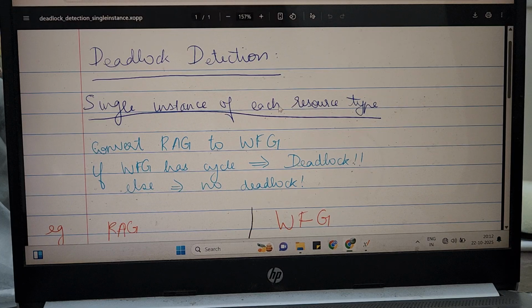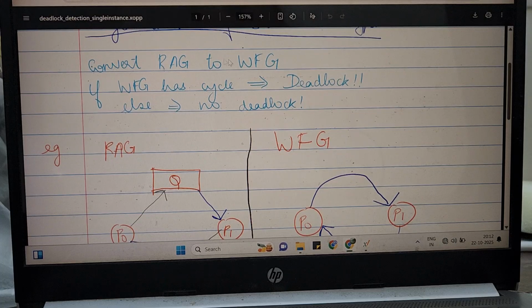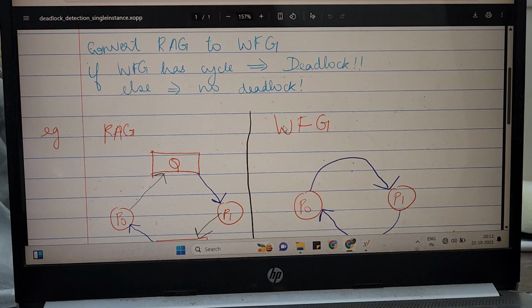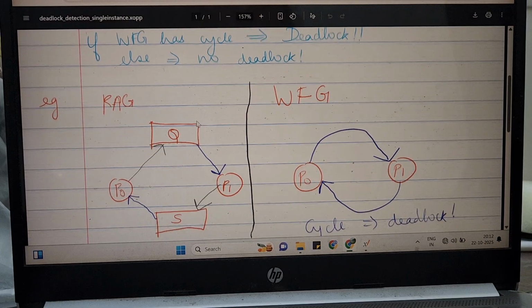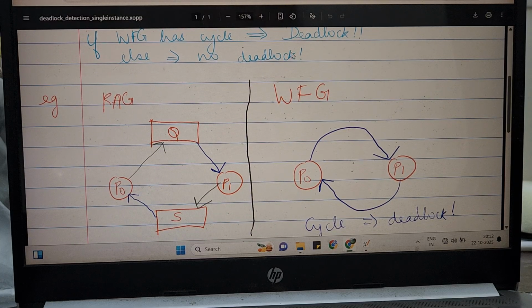If you have a single instance of each resource type, we do something called converting the resource allocation graph to the wait for graph. WFG is nothing but wait for graph, and that helps us to detect the presence of a deadlock. Now, you actually don't need to do this step per se, because as I said, if you have your RAG and you know for a fact that there is only one instance of each resource type, all you need to do is check for the existence of a cycle in your RAG, and that itself will tell you that there is a deadlock. So you don't really have to convert it to a wait for graph in that sense.